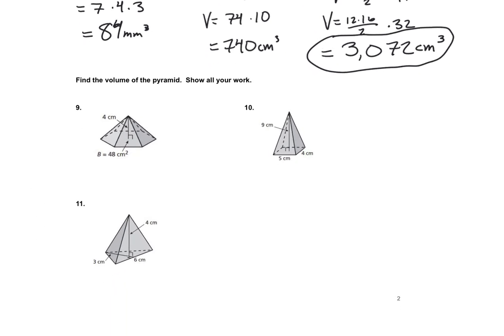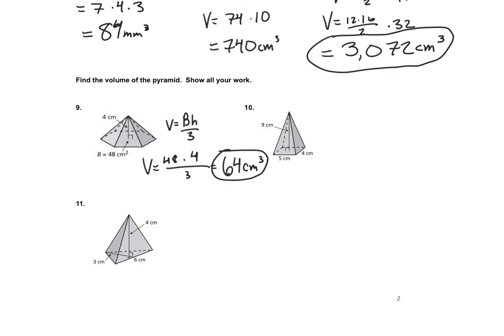Alright, for the next three, we all have pyramids. The same thing applies, right? It's volume equals base times height. Except for pyramids, we have to divide by 3, since it takes 3 pyramids of water to fill up 1 cube of water with the same base area and height. So for this first one, I have 48 as my base area, 4 is my height, divided by 3. And I get 64, and this will be cubic centimeters.